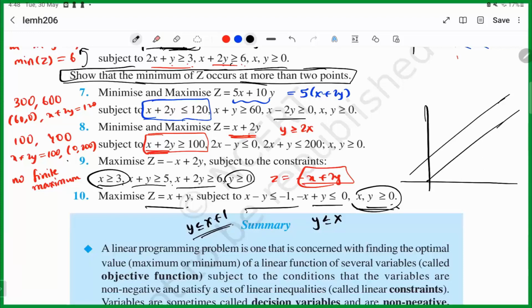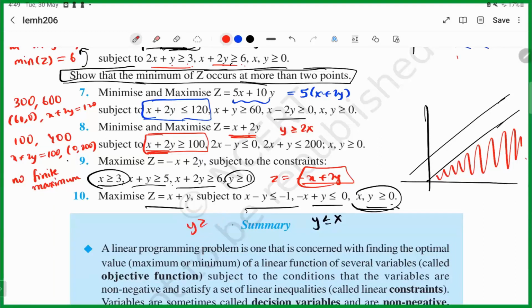So, okay, the feasible region is that. That is the feasible region. We need to maximize x plus y. X plus y clearly... okay. Oh, sorry. I think I made a mistake.